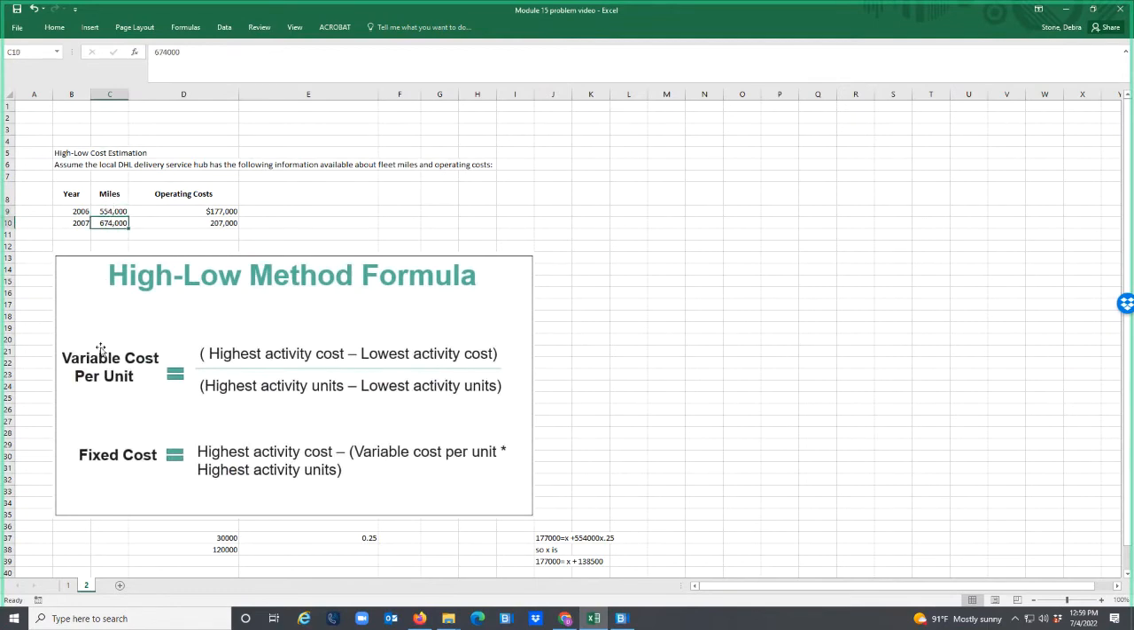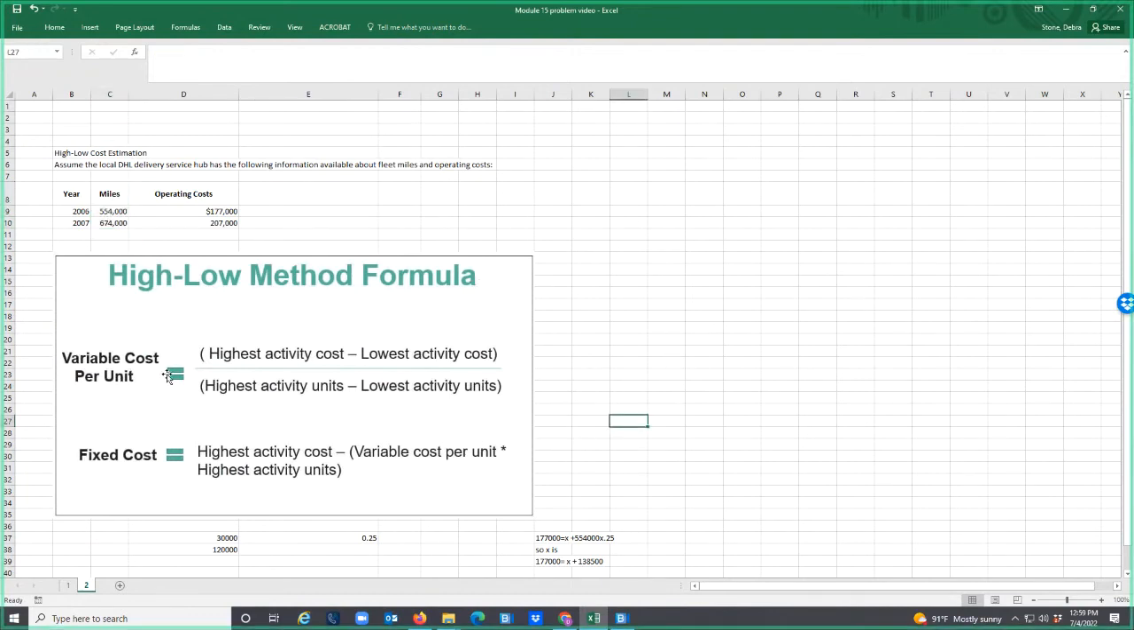If I had a whole list of numbers, like 50 numbers, always choose from the volume column, like I said in my other videos. Miles is the volume column. Do not ever choose the high point cost column. Always choose from the volume column, whatever your volume is.